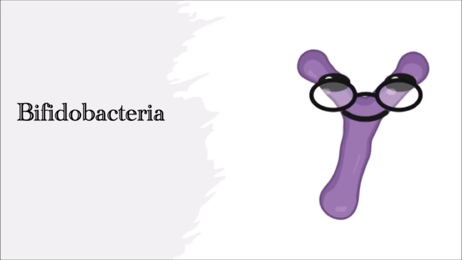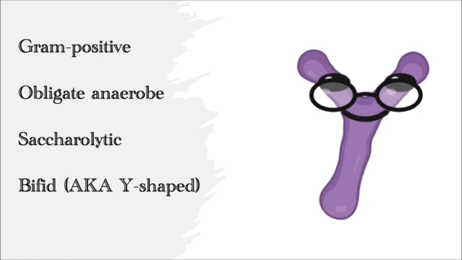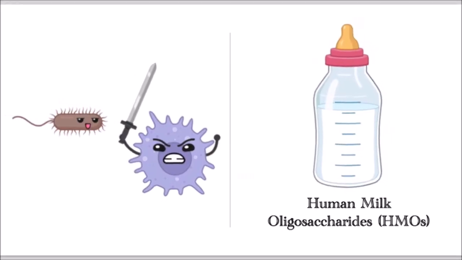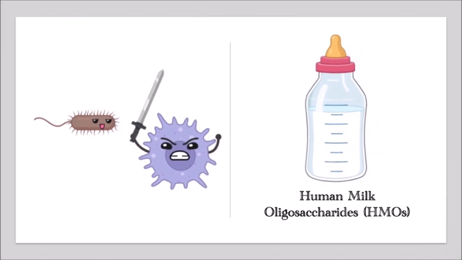But what I really want to talk about today are bifidobacteria, which are related to streptomycetes and mycobacteria due to their high guanosine and cytosine content. These are gram-positive obligate anaerobes, saccharolytic, meaning that they digest sugars, and bifid, meaning Y-shaped. They're able to modulate immune response and use human breast milk sugars as energy and carbon sources for babies.